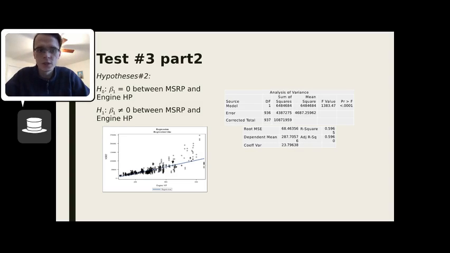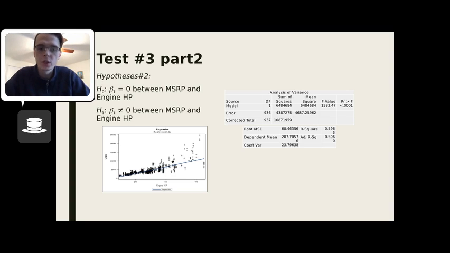The purpose of task 3 is to test if a correlation coefficient exists between variables MSRP and engine horsepower. For this procedure, we used variables MSRP and engine horsepower. The hypothesis for this test is H0: beta 1 equals 0 between MSRP and engine horsepower. H1: beta 1 is not equal to 0 between MSRP and engine horsepower.